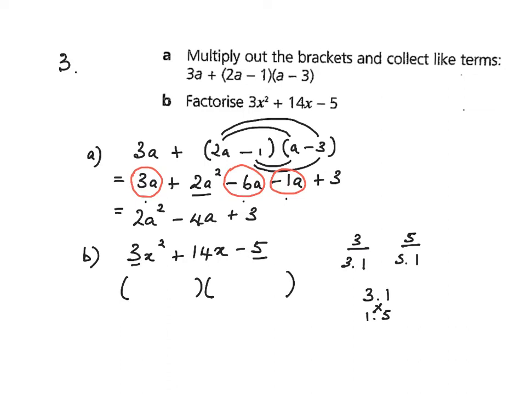So 3 and 1, 3x and 1x, and then 1 and 5. Now, this is a negative sign. That means that the signs in the brackets are different. We want a plus 14, so it's going to be a plus 15. These two multiplying together will give us the plus 15x, and the negative will go in here because the signs have to be different.